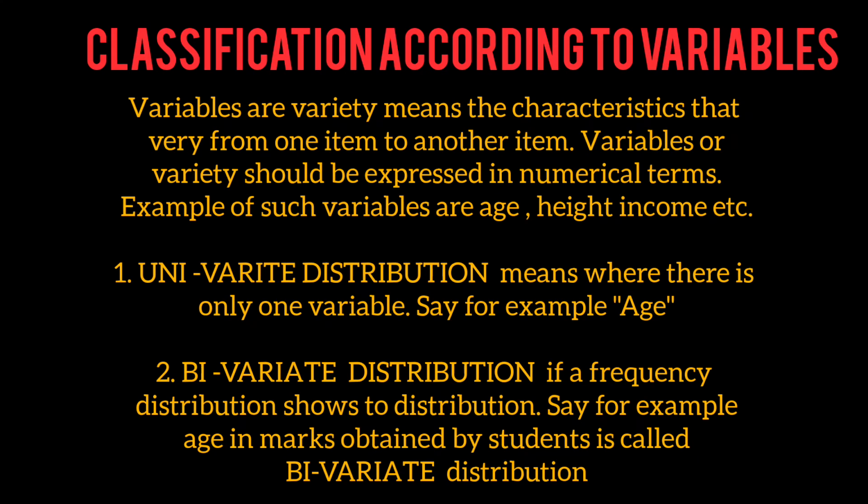Classification according to variables. Variables, or variates, mean the characteristics that vary from one item to another item. Variables should be expressed in numerical terms. Examples of such variables are age, height, income, etc. Number 1, univariate distribution means where there is only one variable, for example age. Bivariate distribution: if a frequency distribution shows two variables, for example age and marks obtained by students, it is called bivariate distribution.